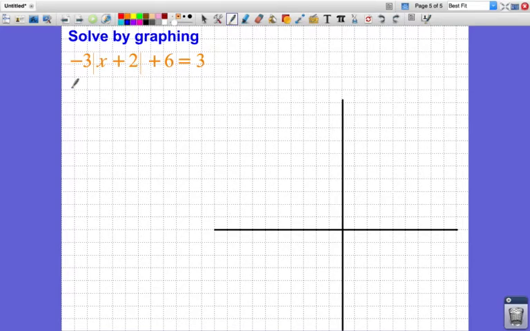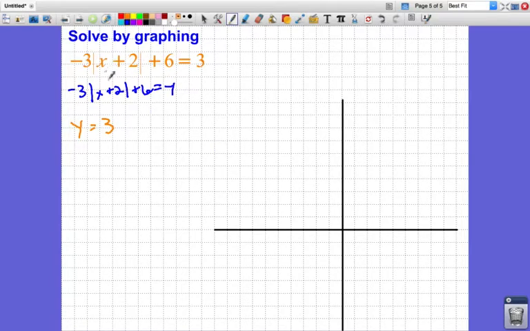So again, let's set up my system. Negative 3 times the absolute value of x plus 2, plus 6 is equal to y. And then let's also graph y is equal to whatever we replaced it with. We replaced a 3 with y, so y is equal to 3.